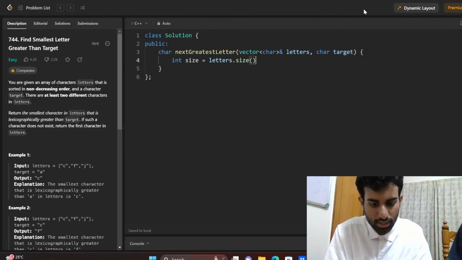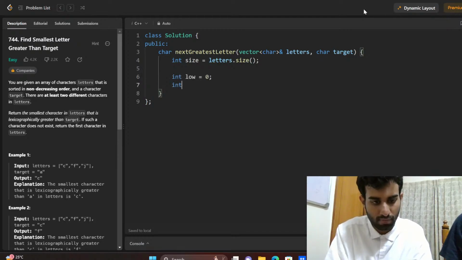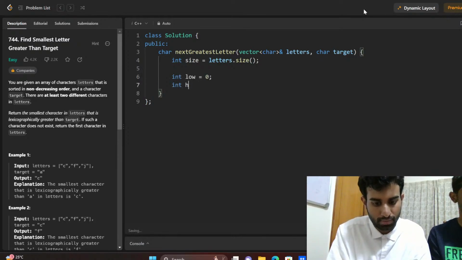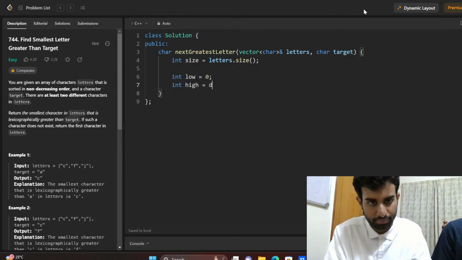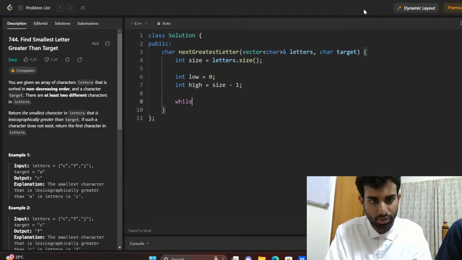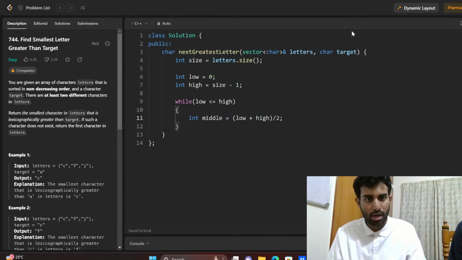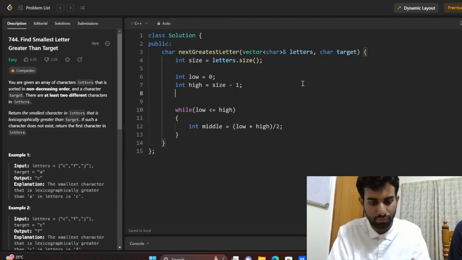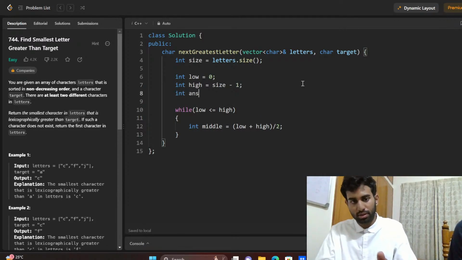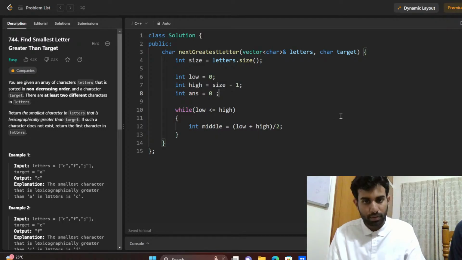So we're finding the left size, and then we have our low pointer, which is basically 0, and our high pointer, which would be size minus 1. And then a normal binary search starts. You check while low is less than or equal to high. You find the middle, which is nothing but low plus high by 2. And let's say I also have an answer variable that stores the index of the first element that is greater than the given target.